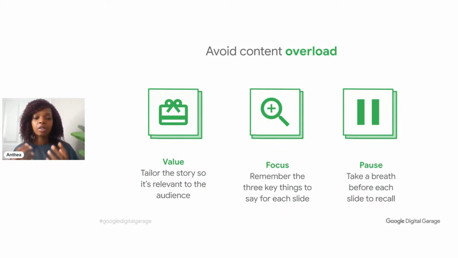Aim to have a maximum of 3 key things to say for each slide. And where you need to, just take a breath for each slide to recall and also get you focused for the next part. Pausing is great. If you run out of things to say or you can't remember what you need to say, you say the last thing that you said, pause. And then you go into the next part.